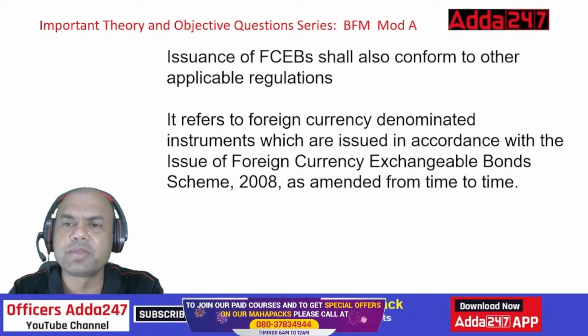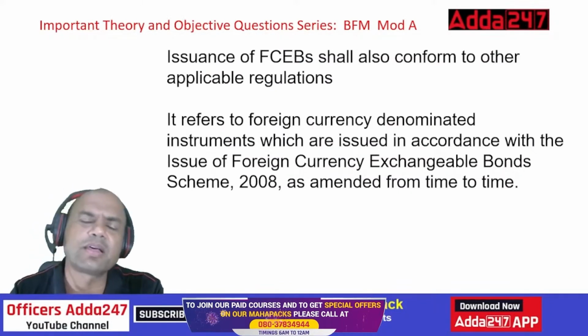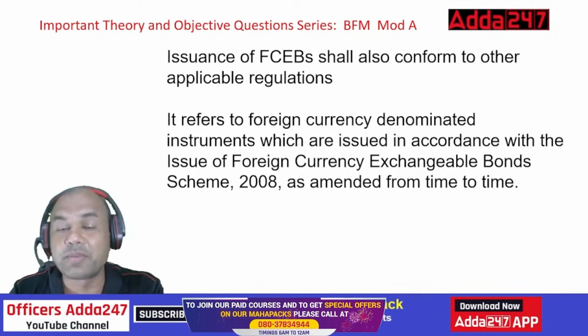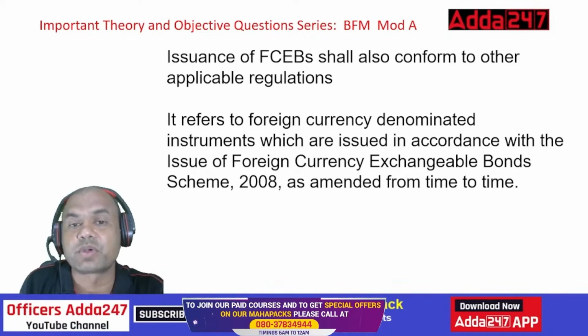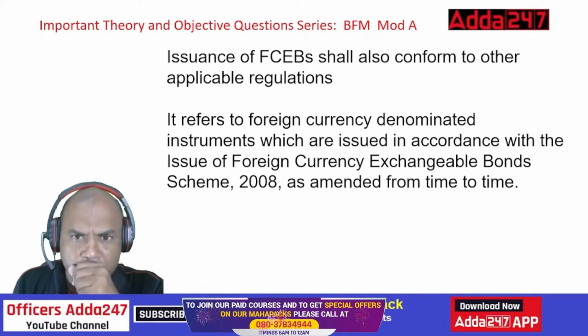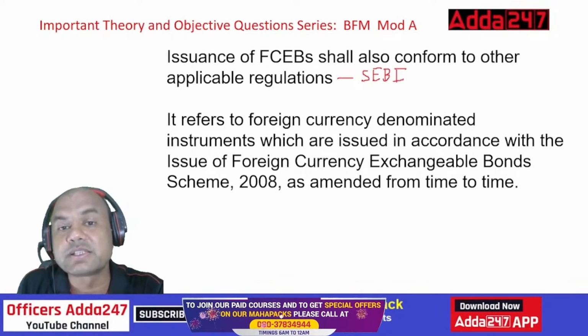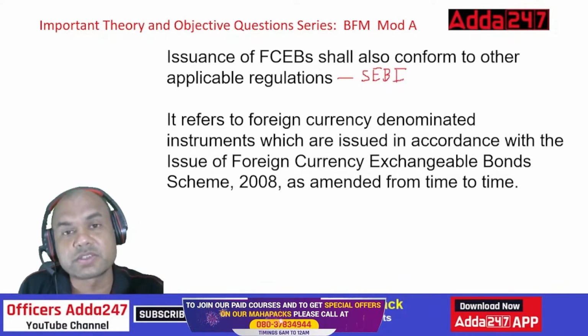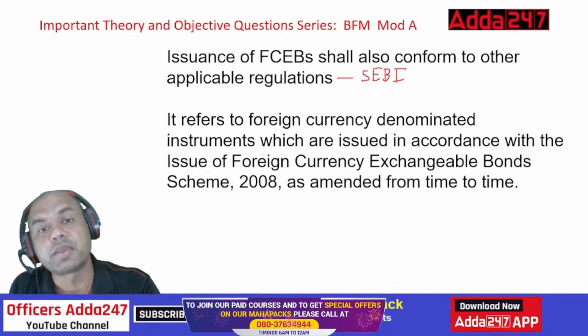Issuance of FCEB. Now we'll discuss FCEB in a bit of detail. Issuance of FCEB shall conform to other applicable regulations. Now what are the other applicable regulations? See here, I'm giving shares. So other regulations means, under shares what comes? SEBI comes. So SEBI's rules will be applicable to you. That is what is meant over here. Because here I am dealing in shares. Against these warrants or these bonds, I am giving some shares. So SEBI's rules will be applicable.